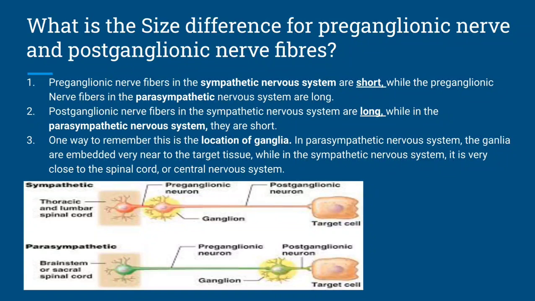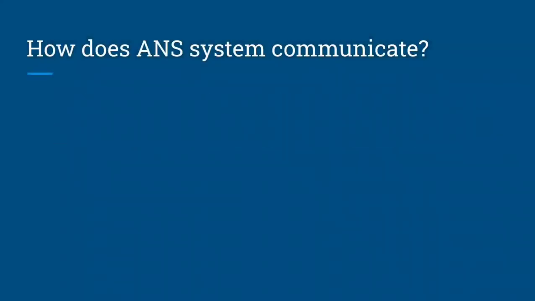So how do you remember this? One way to remember is according to the location of the ganglia. In the parasympathetic nervous system, the ganglia are mostly embedded very near to the target tissue, while in the sympathetic nervous system, they tend to be very close to the spinal cord or the central nervous system. Now, we are going to go into deeper detail when we land upon the parasympathetic and sympathetic nervous systems in detail.